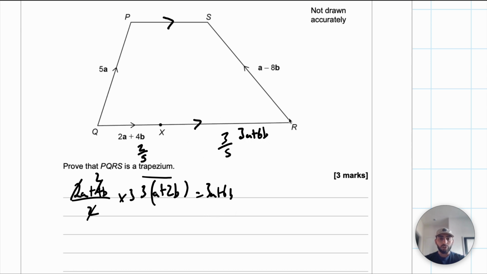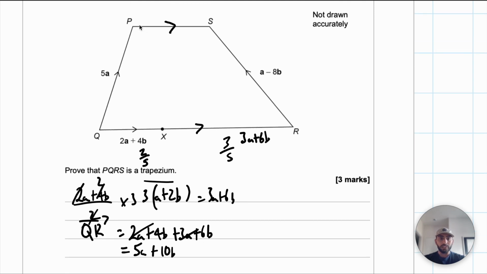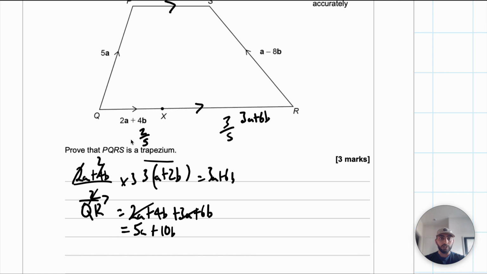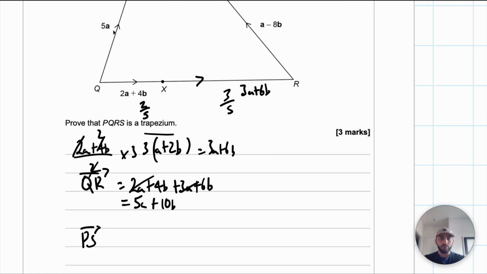Now I can find what Q to R is. Q to R, I've got 2a plus 4b plus 3a plus 6b. Combine the a's together, I get 5a. 4b plus 6b is 10b. So now I've found QR, I need to find what PS is. I can't go directly from P to S, so I'm going to have to go all the way around. So I'm going P to Q first. So PS is P to Q first, and we're going backwards, so it's going to be minus 5a.